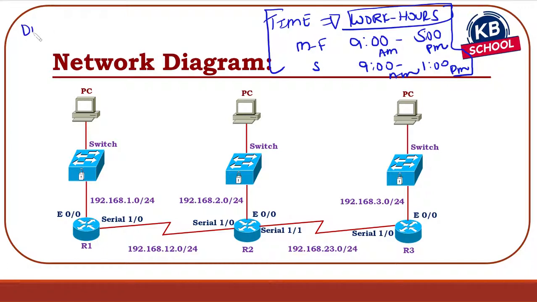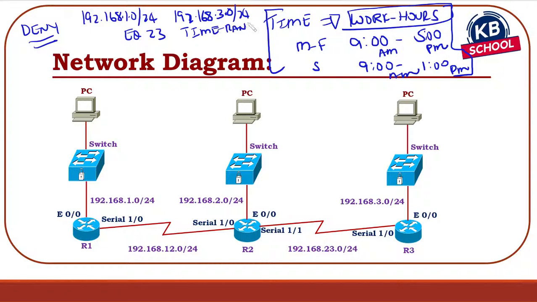When I go into my ACL, whether it's an extended numbered ACL or a named ACL, I can say I want to deny the 192.168.1.0 network accessing the 192.168.3.0 network for the purposes of telnet, but this deny statement will only come into effect during the time range called work hours.